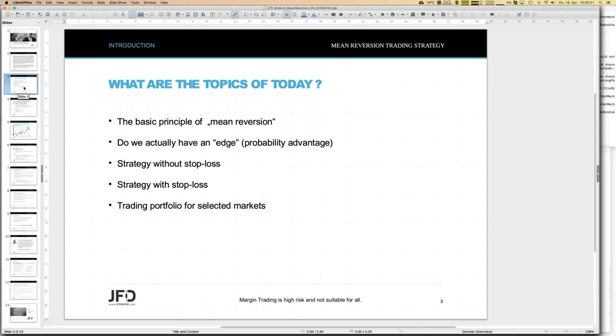Because only if you have such an edge, such a probability advantage, is it worth going further into the complete setup of that kind of strategy. Without that, we are lost, because then we don't have to go further. Then I will show you a strategy going with mean reversion, even without a stop loss, and you think, oops, Stefan goes without a stop loss. Normally, he's always telling us we need a stop loss.